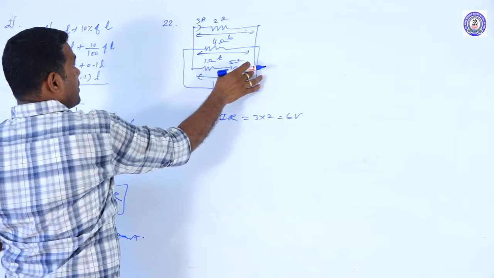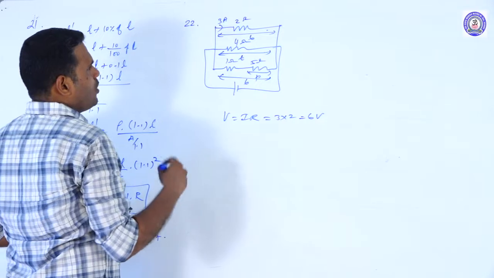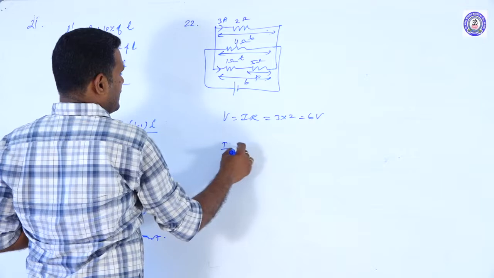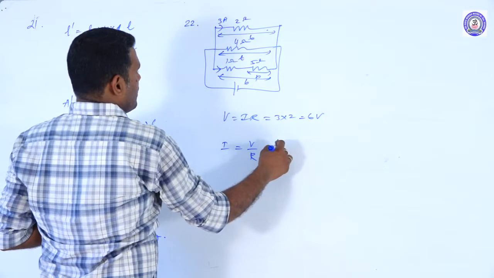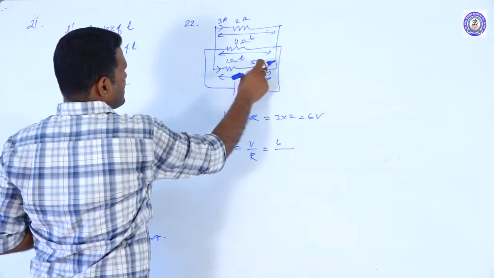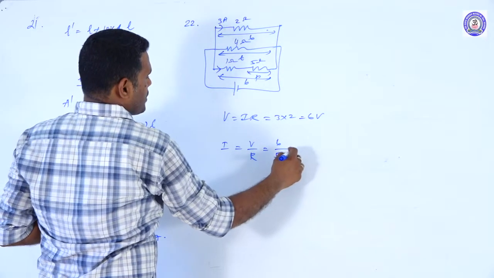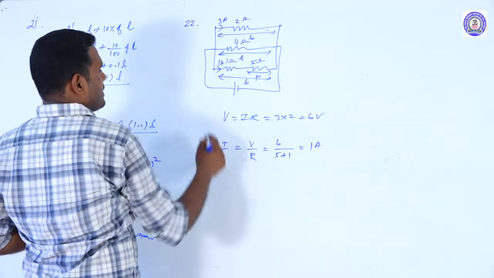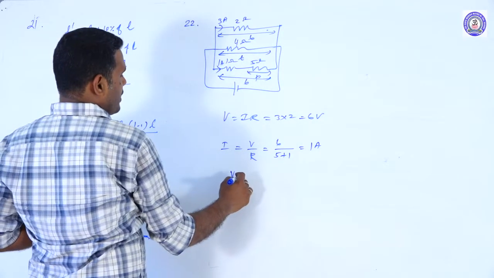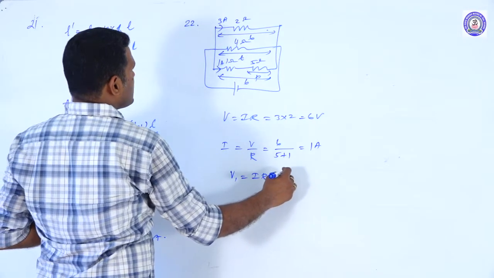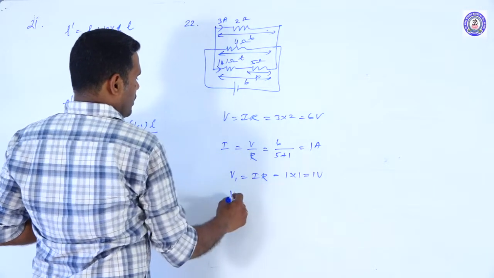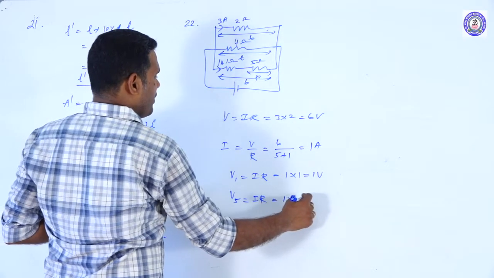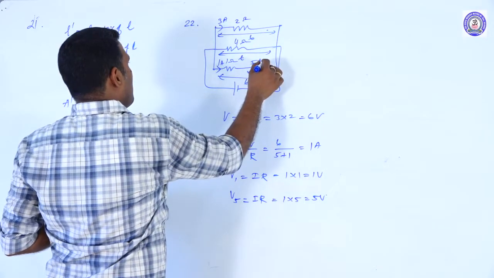Our intention is to calculate the power dissipated across the 5 ohm resistor. So we need to know the value of current flowing through this path. Current I equals V divided by R, potential is 6 volt, total resistance 5 and 1 are in series, so 5 plus 1, 6 by 6, 1 ampere. As 1 ampere current flows through this path, the potential drop across 1 ohm is I into R, which is 1 into 1, 1 volt. Potential across 5 ohm is I into R, 1 into 5, this is 5 volt.